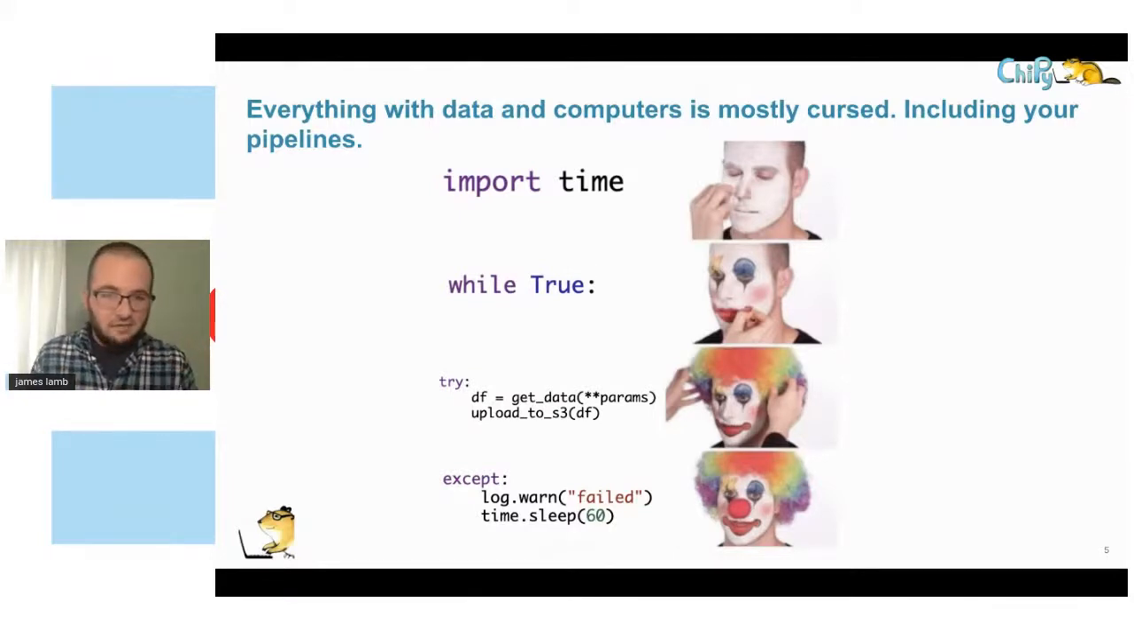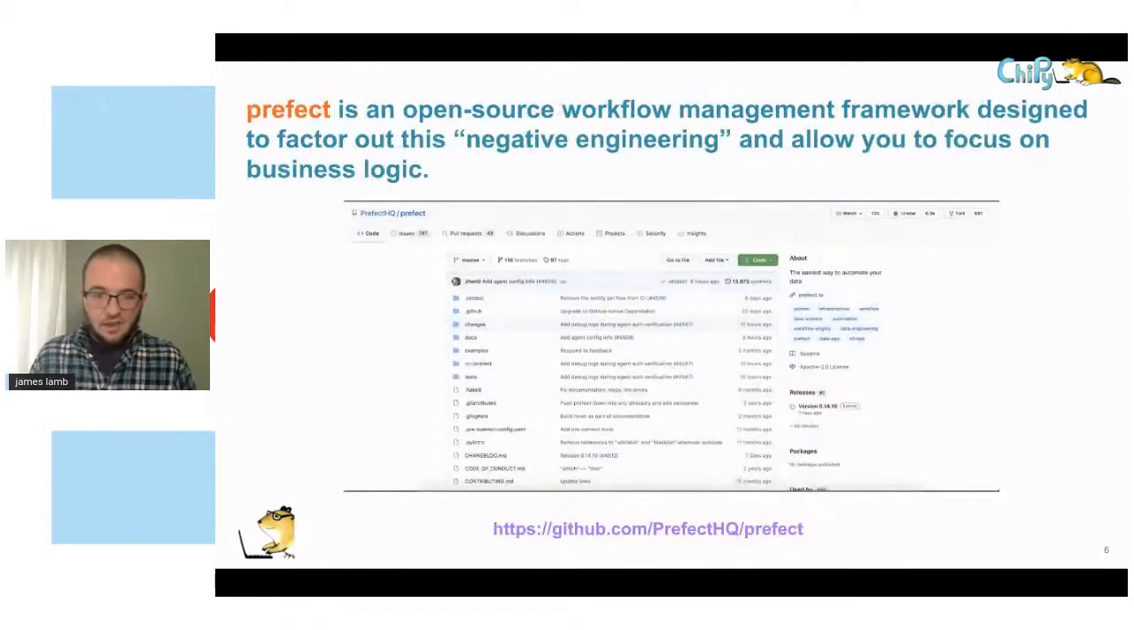And you end up putting a lot of effort into this other sort of work to just make sure that the thing can handle problems, or that at least when problems happen, you know what happened. So this is where Prefect comes in. Prefect describes this type of work as negative engineering.